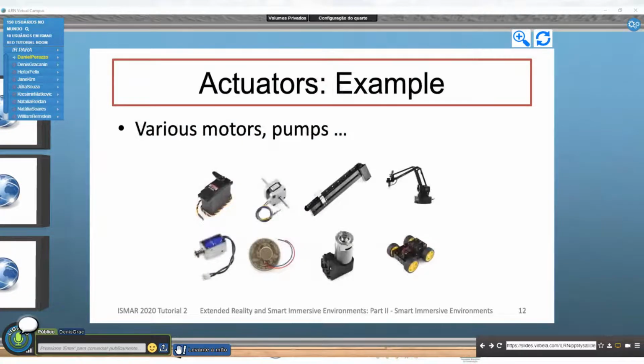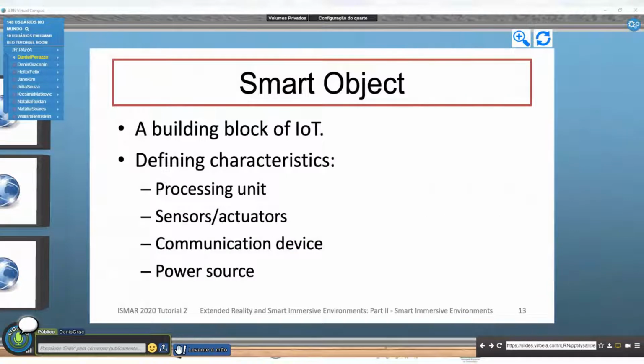Some examples of those actuators include various motors or pumps, even some small vehicles. So again, they range in size, complexity, and power consumption and impact on the physical environment. So now that we're looking at those sensors in action, we talk about smart objects. That smart object can have both sensor and actuator. And that smart object is then a building block of IoT.